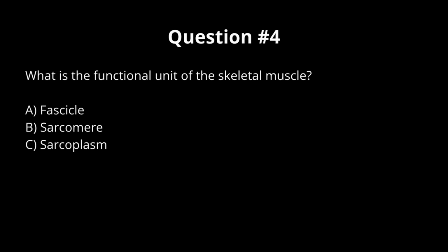Question number 4. What is the functional unit of the skeletal muscle? A. Fascicle. B. Sarcomere. C. Sarcoplasm. The correct answer is B. The sarcomere is the smallest contractile unit of skeletal muscle, defined from one Z-line to the next.